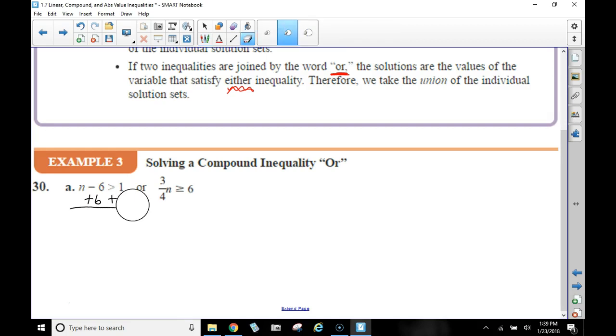I really kind of want to do this in a different color. I want to get my stuff color-coded. Y'all know how I am.